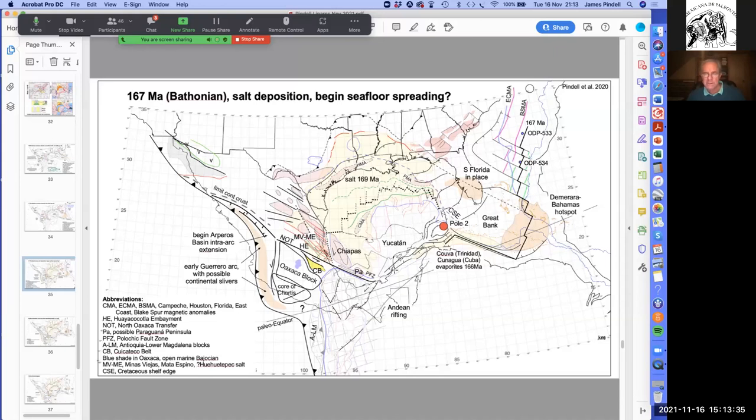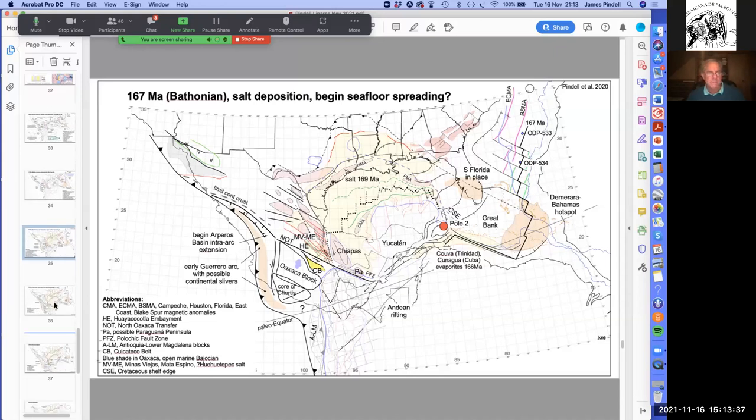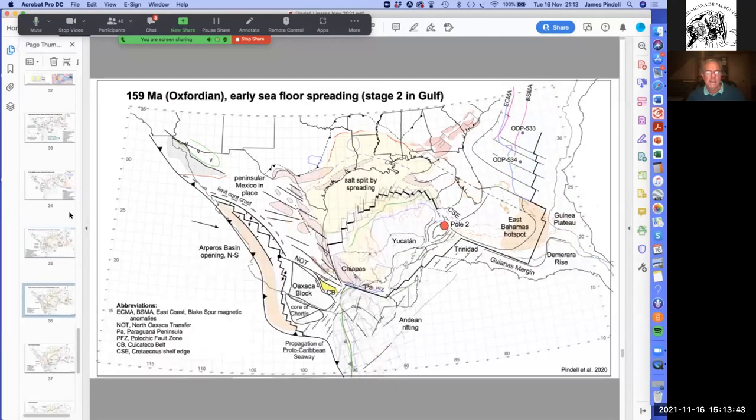There's also rifting along eastern Yucatan and northern Venezuela. And then in the next map, this dashed line is going to be where the seafloor spreading starts. And by the Oxfordian, we have a very narrow oceanic window starting to form, like the Red Sea, between the two salt-bearing rifted margins. We're also probably starting seafloor spreading between Venezuela and Yucatan.